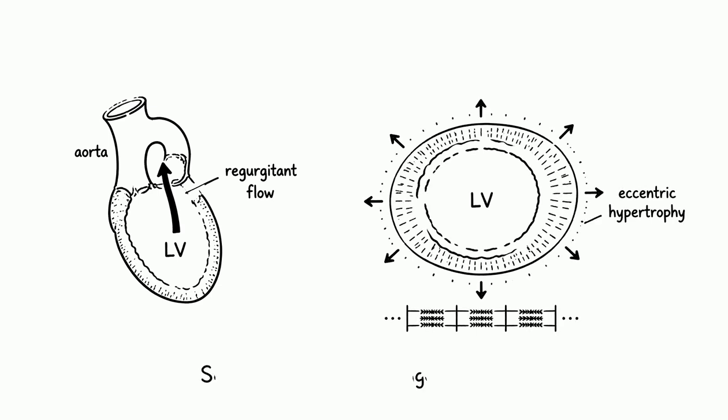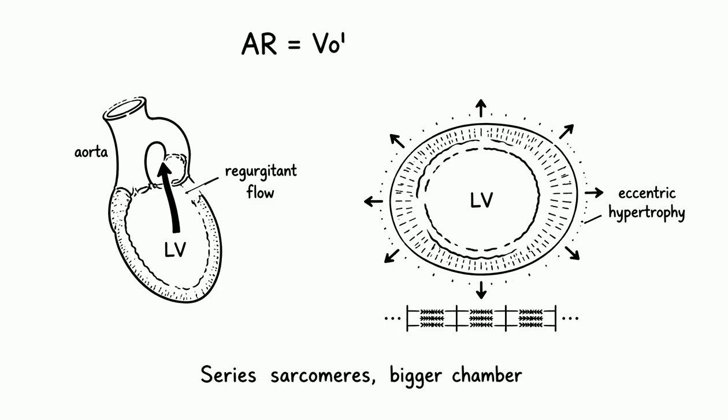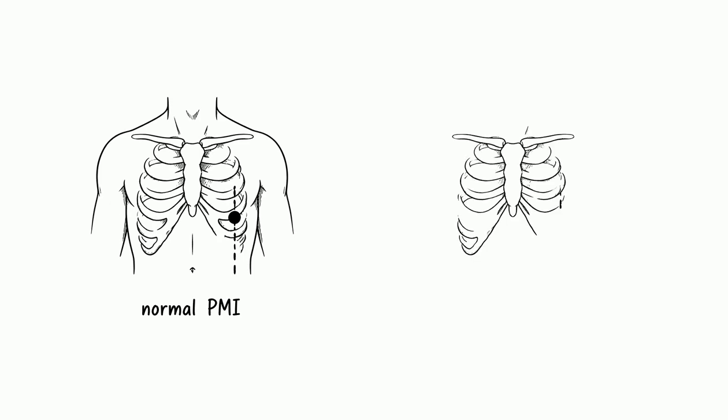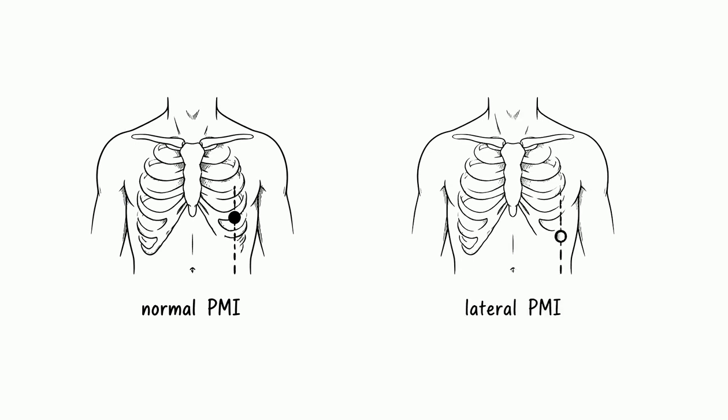That regurgitant volume adds to normal pulmonary venous return. The ventricle adapts with eccentric hypertrophy and chamber dilation. Sarcomeres are added in series, making the chamber enlarge. A larger ventricle physically shifts the cardiac apex.